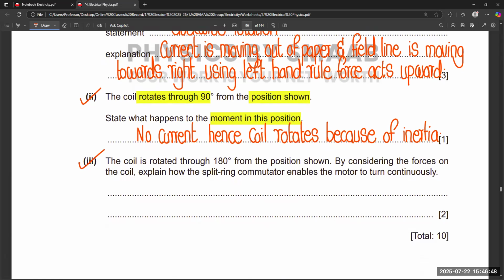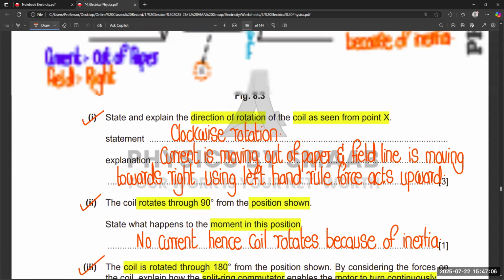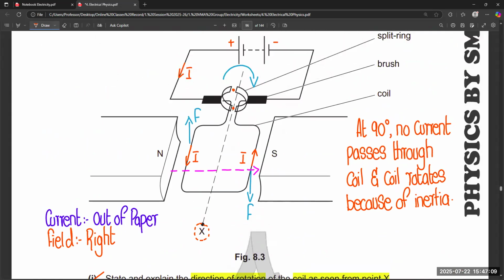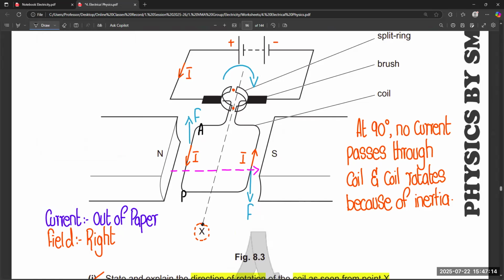Third part, the coil is rotated through 180-degree from the position shown. By considering the forces on the coil, explain how a split ring commutator enables the motor to turn continuously. So this is the same idea as we discussed when we rotate through 180-degree. Let's suppose we mark the sides of the coil: this is side A, this is side B, this is side C and D. After 180-degree rotation, side AB will be on the right hand side and CD on the left hand side.